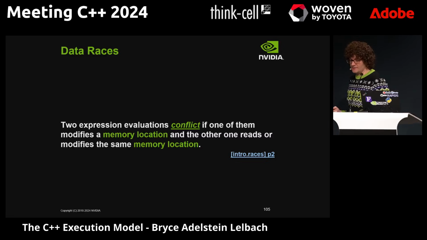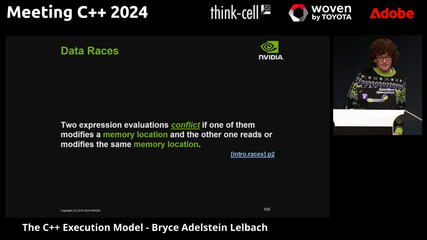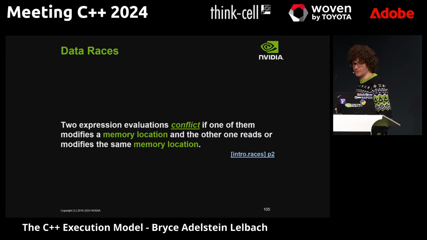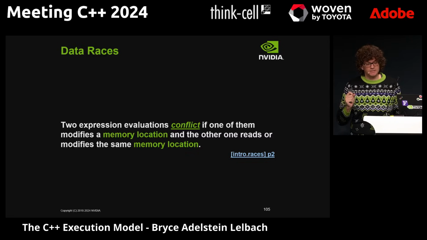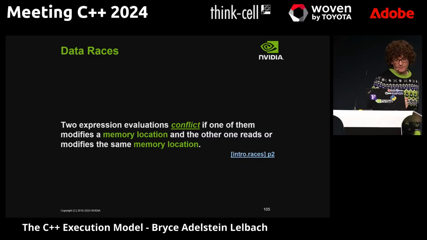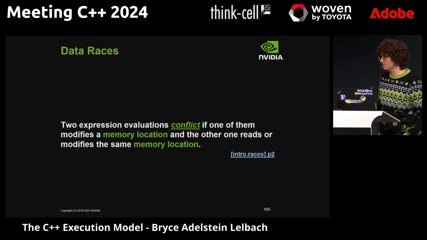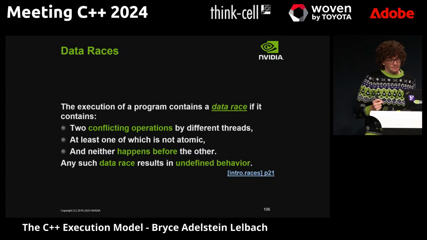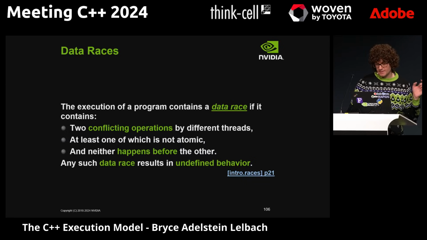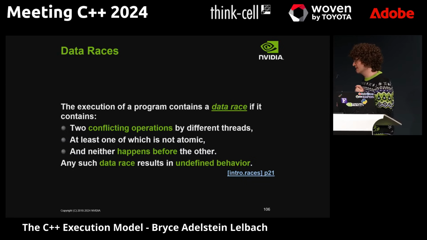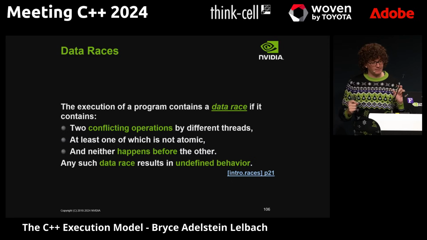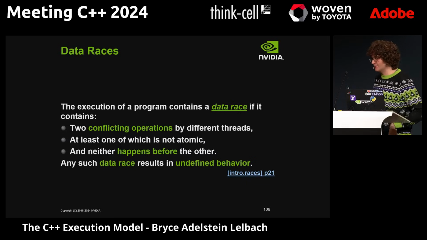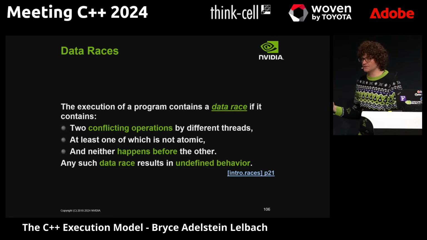Now, if you rely on ordering that is not guaranteed by happens before, then you'll have a data race. So data races start off with conflicting operations. Two expression evaluations conflict if one of them modifies a memory location and the other one reads or modifies the same memory location. A data race occurs when you have two conflicting operations performed by different threads, at least one of which is not atomic, and neither happens before the other. Any such data race will result in undefined behavior.